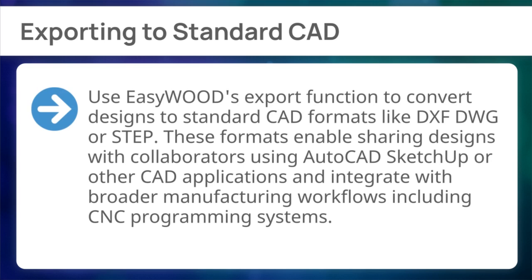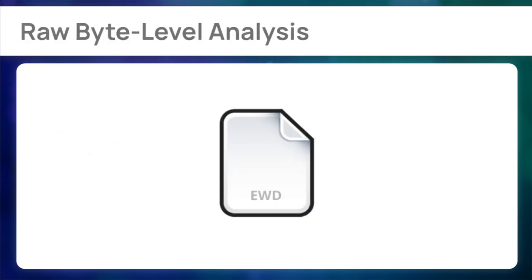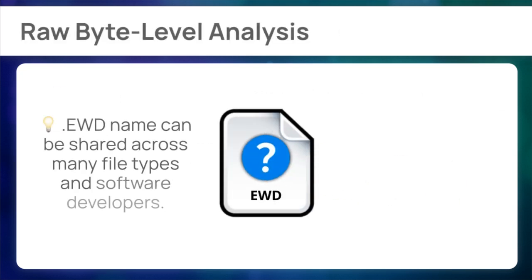Use EasyWOOD's export function to convert designs to Standard CAD formats like DXF, DWG, or STEP. These formats enable sharing designs with collaborators using AutoCAD, SketchUp, or other CAD applications, and integrate with broader manufacturing workflows, including CNC programming systems.